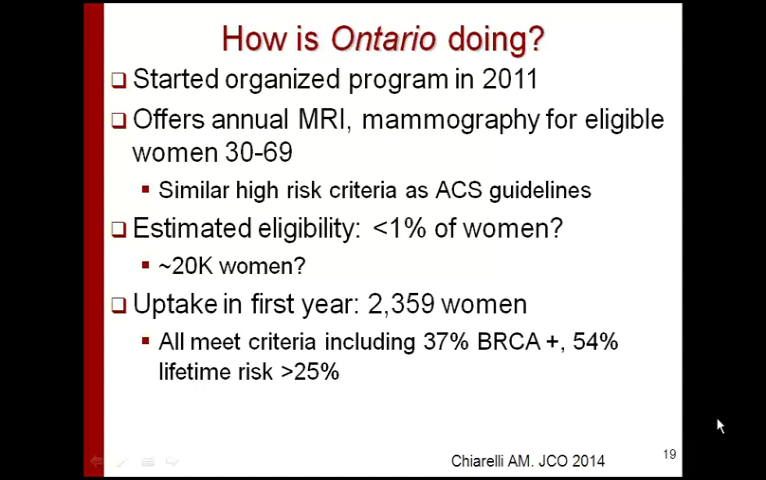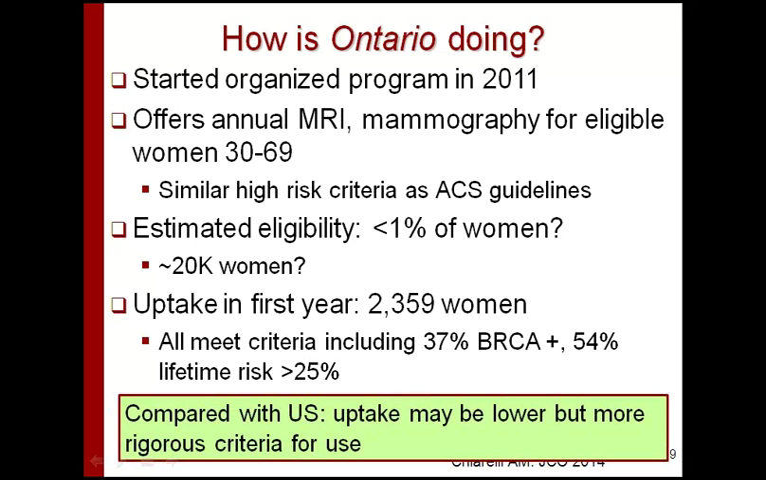37% were actually BRCA positive. Basically, the rest have this very high lifetime risk. So that's very different than the U.S. population. So they say, well, okay, maybe a little bit lower, 2,000 women. It was the first year, so I'm sure it's going to go up. But you guys have much more rigorous criteria for who you're screening, so you're targeting the right women compared to the U.S., which is haphazard.